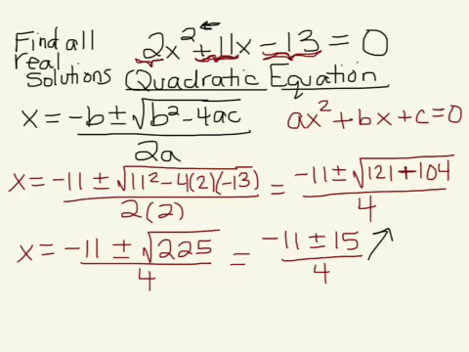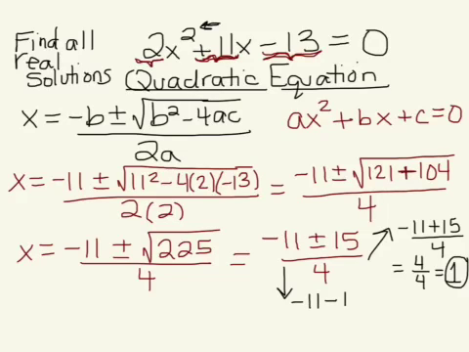So one answer you get from the addition part, negative 11 plus 15 divided by 4. So negative 11 plus 15 is going to give us 4, and 4 divided by 4 is 1. So 1 is one of our solutions. Your other solution you get from the subtraction part, negative 11 minus 15 over 4. So this is going to give us a negative 26 over 4. We can reduce that numerator and that denominator by 2 to get a negative 13 over 2.